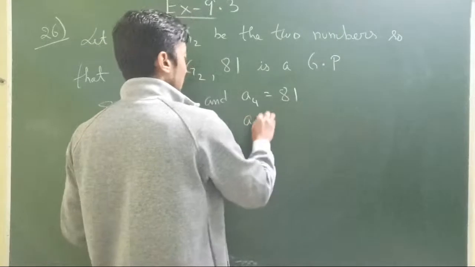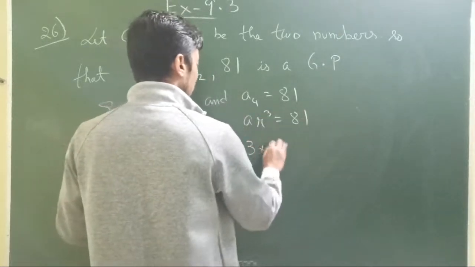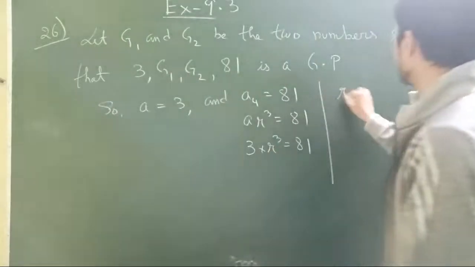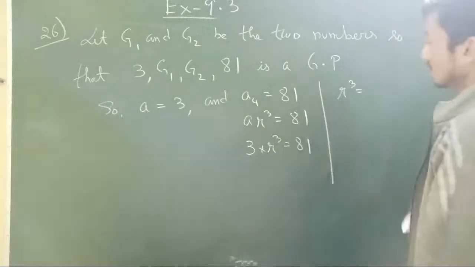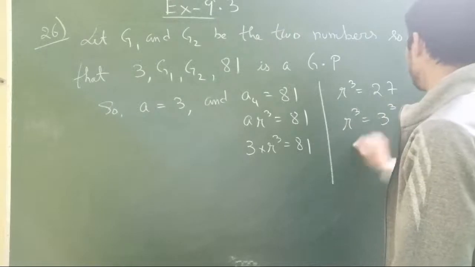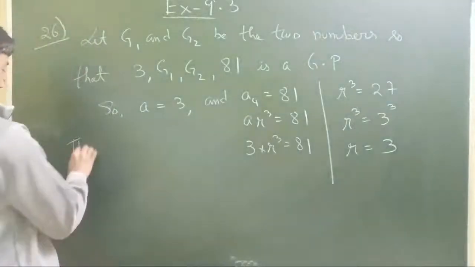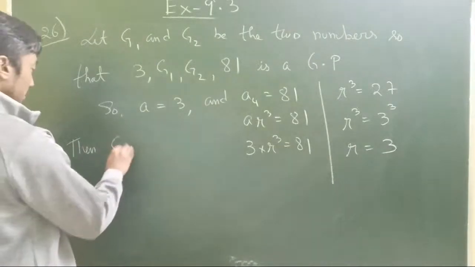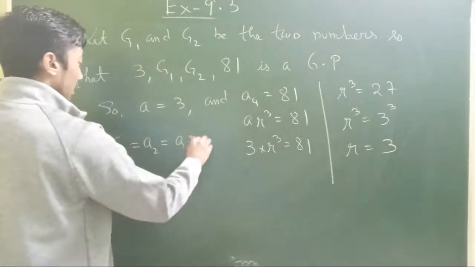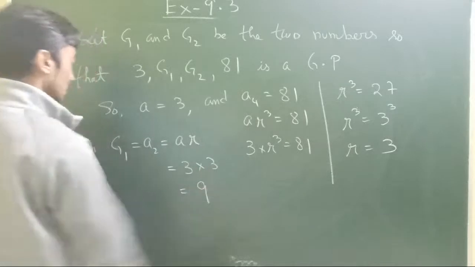So let's simplify this. That is AR cube is 81. A value is 3, into R cube is 81. So R cube is 81 divided by 3, that's 27. So R cube is 27, which is 3 cubed. So that implies R is also 3. Then, in that case, what will happen? G1 is actually the second term, so that's AR, where A is 3, R is 3, so G1 is 9.